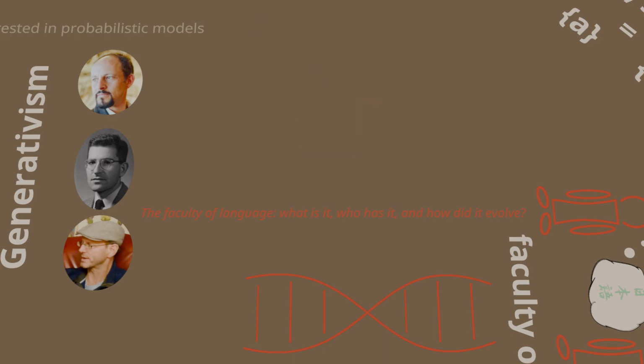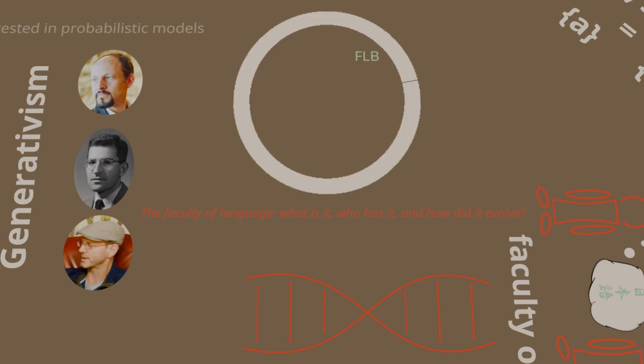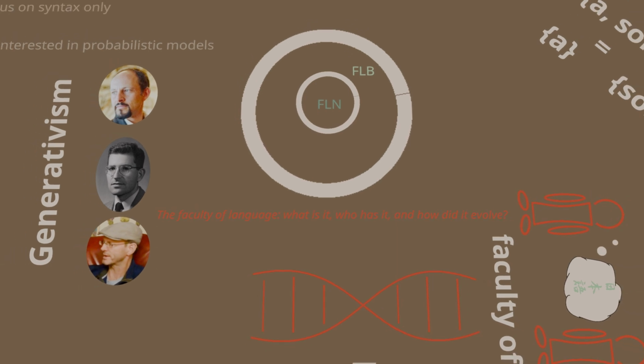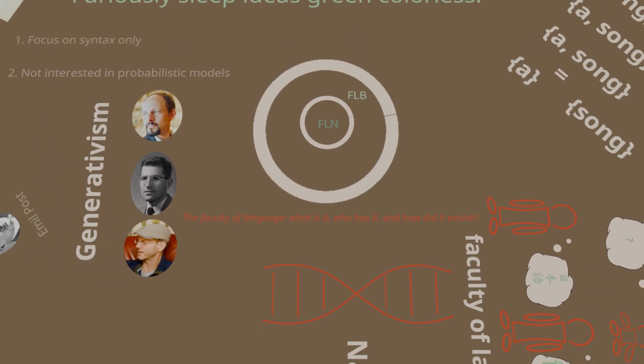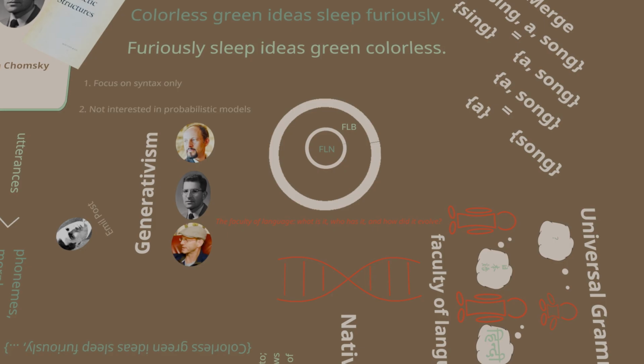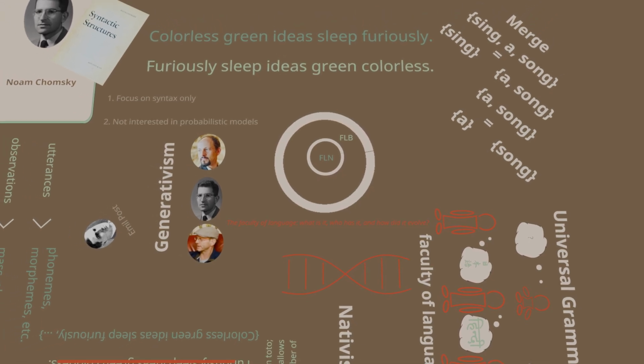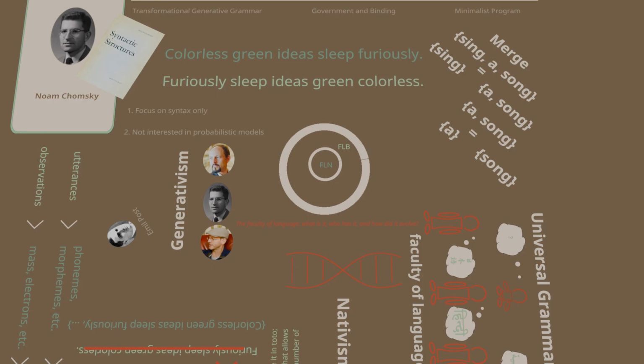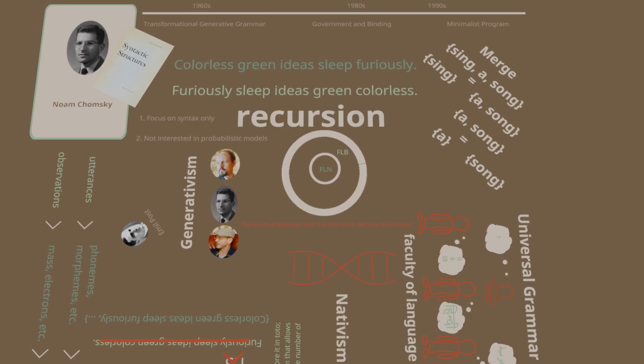They made a distinction between the faculty of language in the broad sense, or FLB, which includes everything you need for language, and the faculty of language in the narrow sense, or FLN, which is only the abstract linguistic computational system. FLN is a subset of FLB. And in this paper, they came up with a hypothesis. We'll call it the HCF hypothesis. And this hypothesis is that FLN is the only uniquely human component of the language faculty, and that it is made up of just one thing: recursion.